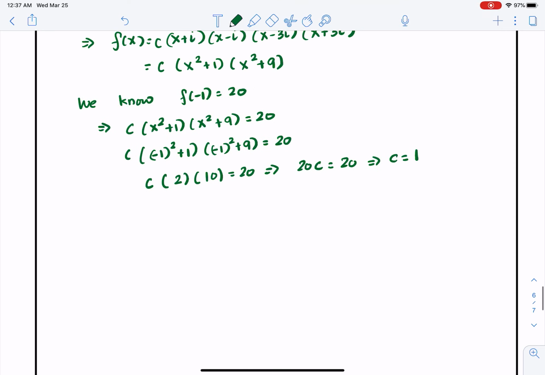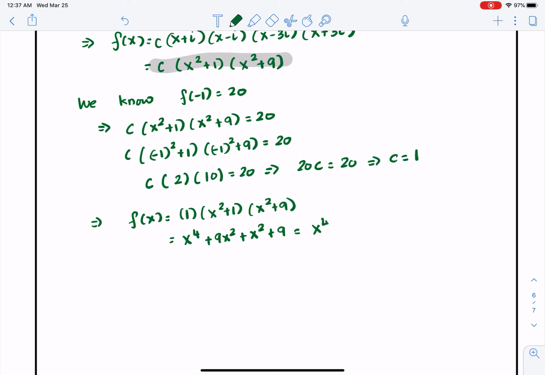So the polynomial that we found is f of x equals 1, I'm plugging in the value of c in here, times x squared plus 1 times x squared plus 9. We could leave it as is or write it as a fourth degree polynomial. So x raised to 4 plus 9x squared plus x squared plus 9, which would be x raised to 4 plus 10x squared plus 9.